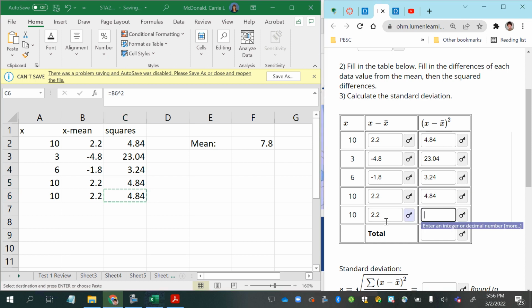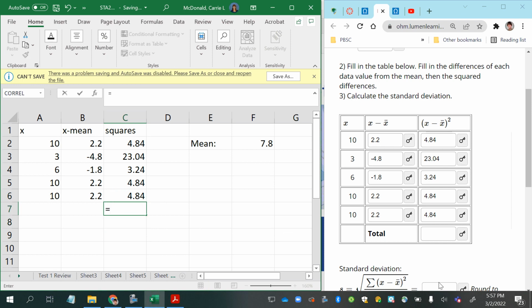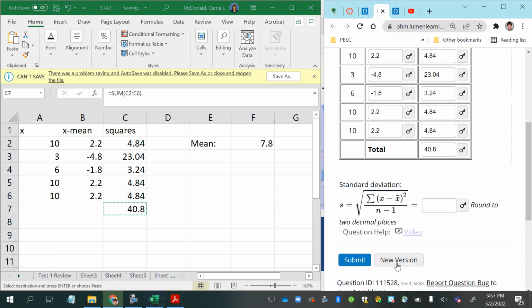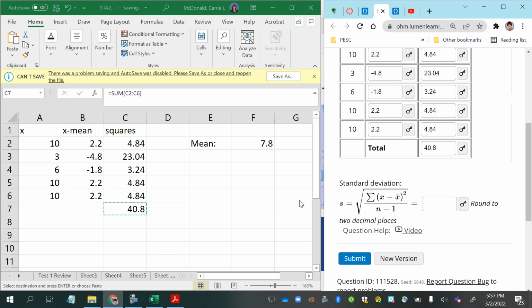I just like letting you guys see me do this in real time. All right, now to get the total here, it's the total of the squared differences. So we're going to use the sum of these differences and copy and paste that right in. And now we're ready to actually calculate the standard deviation.